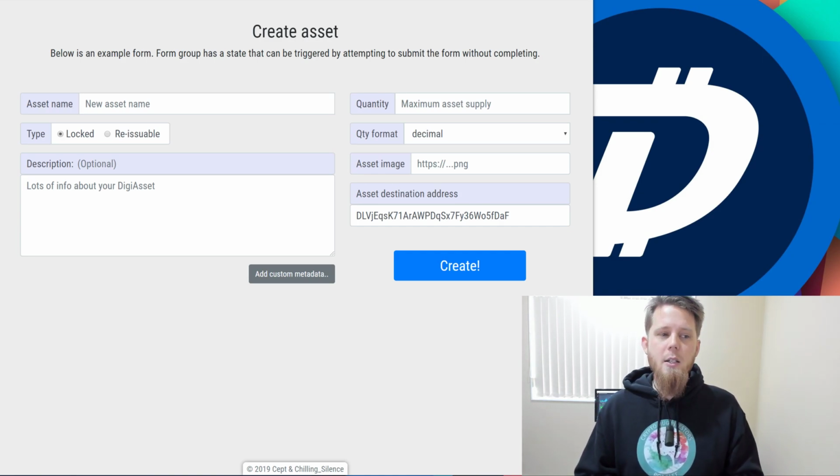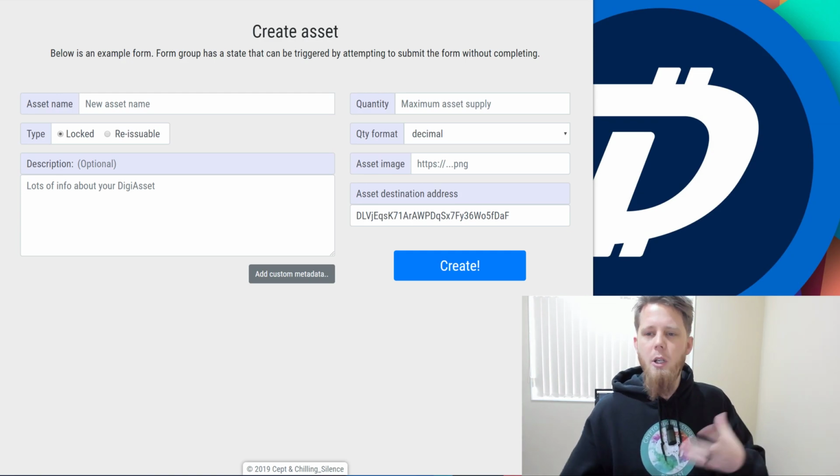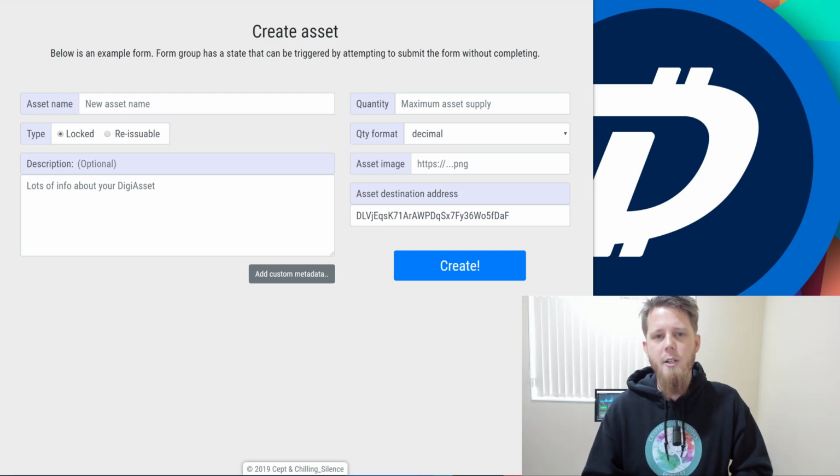So stay tuned, and when it's ready, I'll be sure to let everybody know so you can jump in and have some fun and create your first DigiAssets.